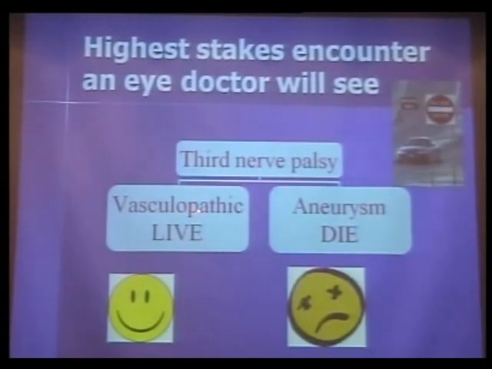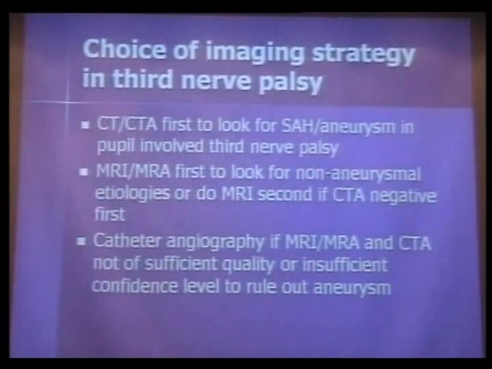Is this third nerve palsy a vasculopathic diabetic third? Live, happy. Or is it an aneurysm, which is going to rupture and kill this patient in the next 29 days, or leave them permanently or irreversibly neurologically scarred? Half the patients who have subarachnoid hemorrhage don't make it to the hospital. They just die at the scene. Of the other half who make it, half of them are neurologically impaired. So you have a chance to make a difference in this person's life.